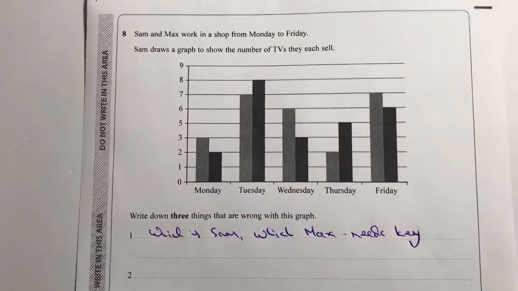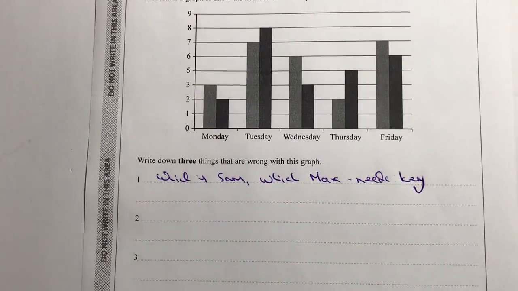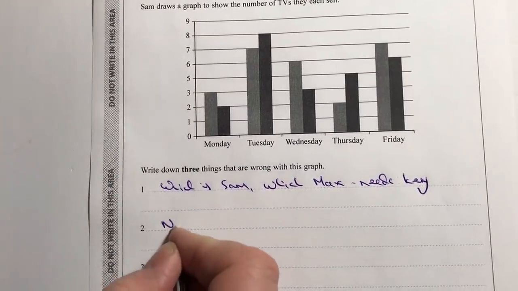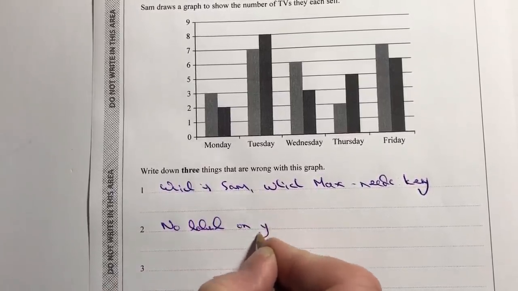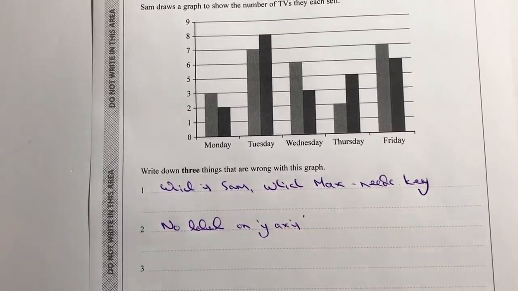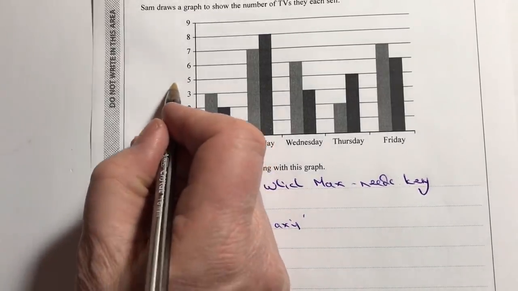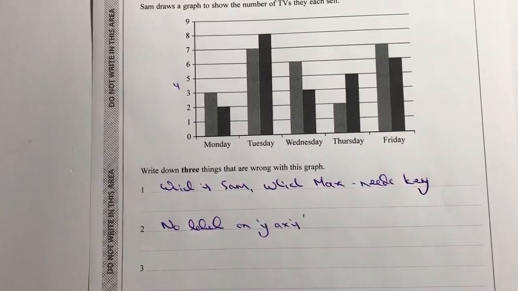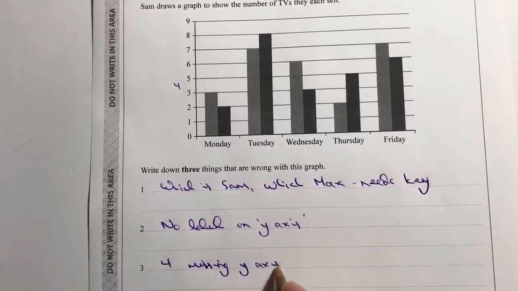The other issue is that on the left-hand side, we haven't got a label. And always with these, we need to make sure there's a label. I'm going to call it the y-axis, which just means this particular line along here. So there's no label there. They've also been a little bit sneaky, because the number 4 is missing from the y-axis. So you've got to be a bit careful when you're looking at that.